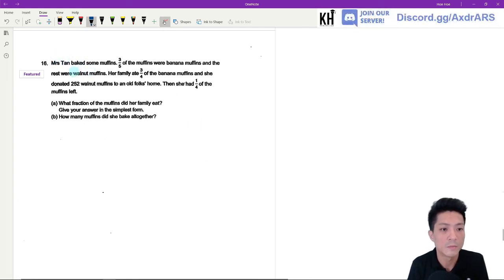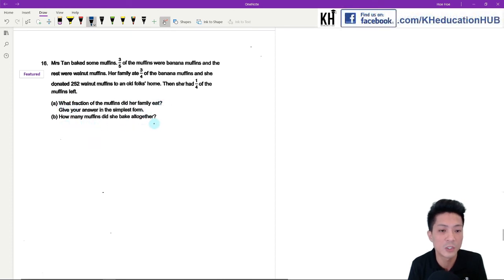Question 16. Mrs. Tan baked some muffins. 3/5 of the muffins were banana muffins and the rest were walnut muffins. Her family ate 3/4 of the banana muffins and she donated 252 walnut muffins to an old folks home. She then had 1/4 of the muffins left. What fraction of the muffins did her family eat? If your answer is in the simplest form, how many muffins did she bake altogether?